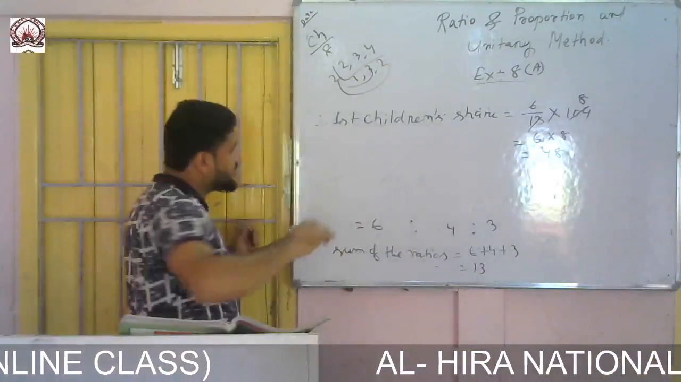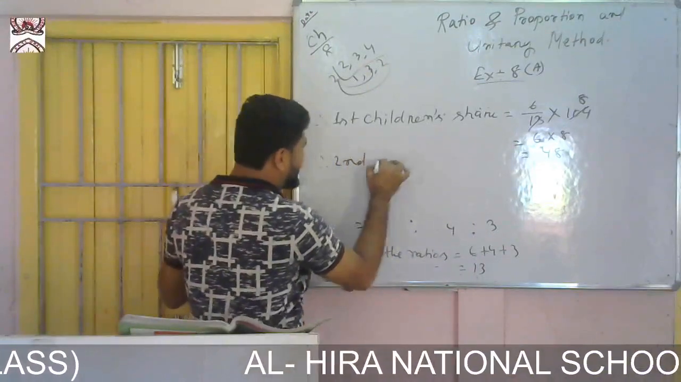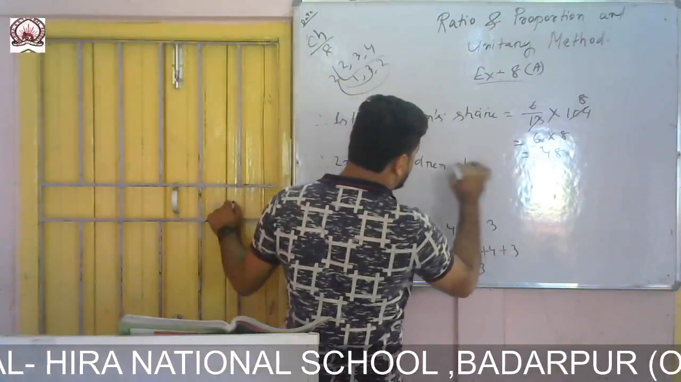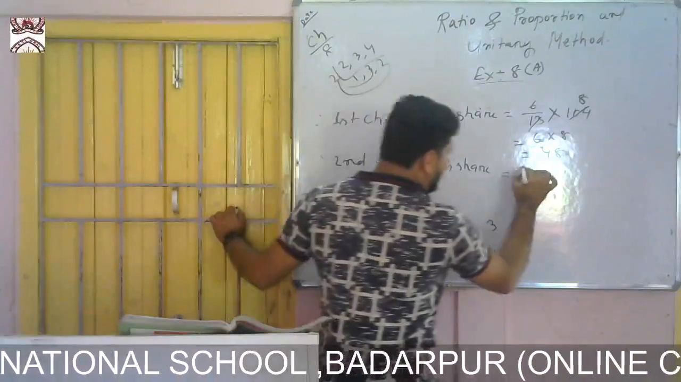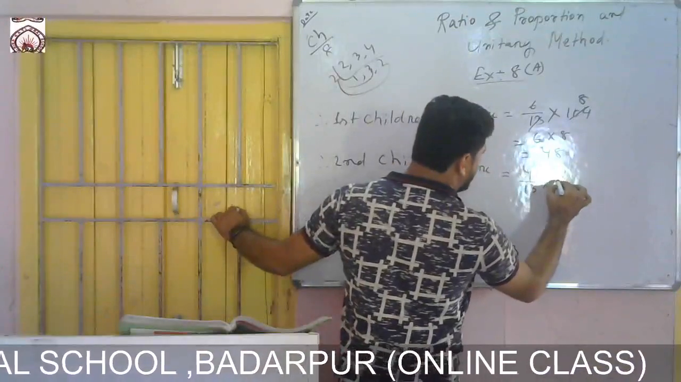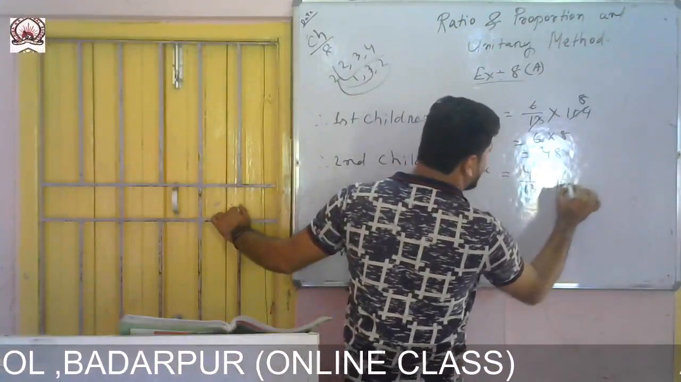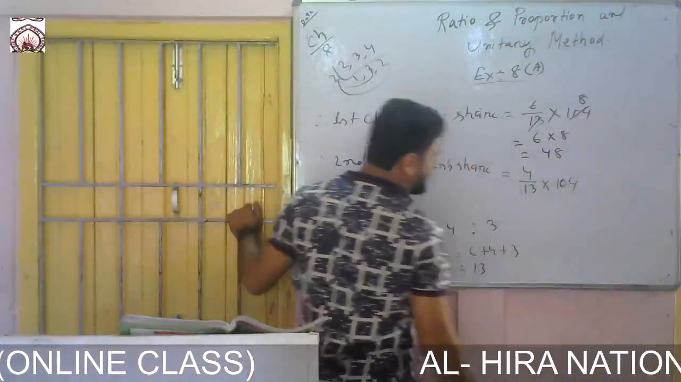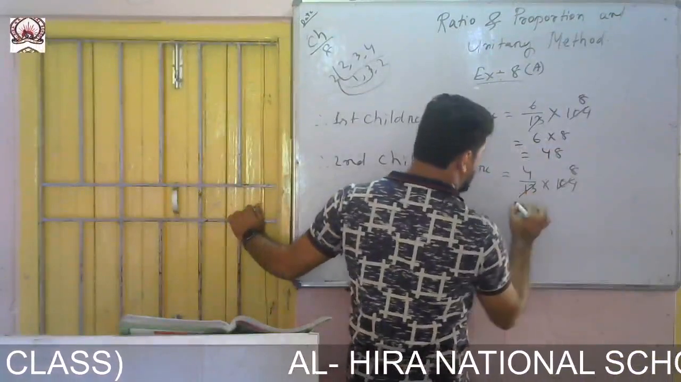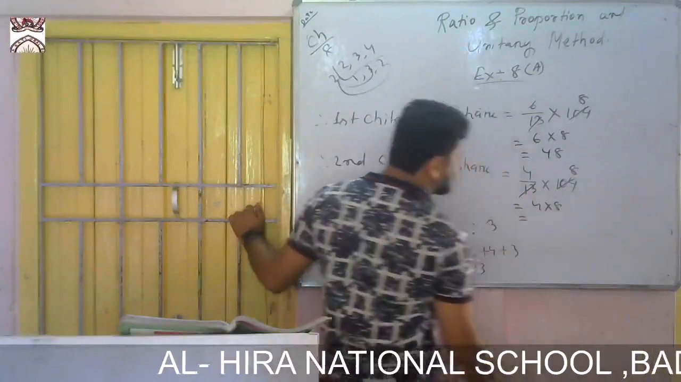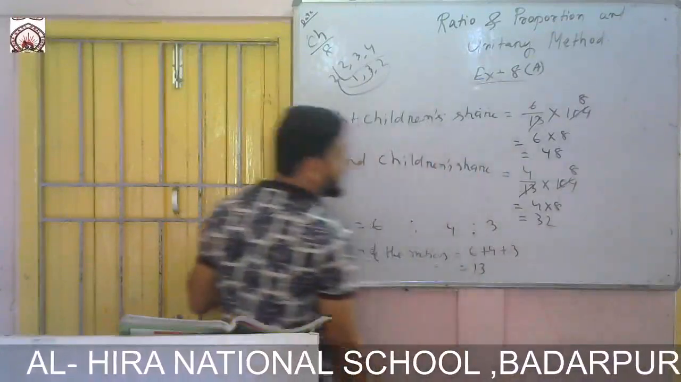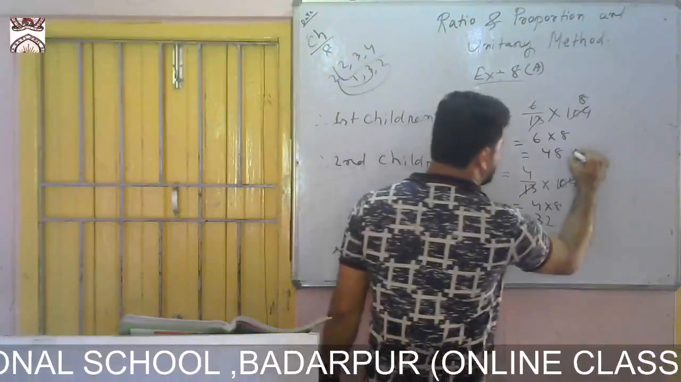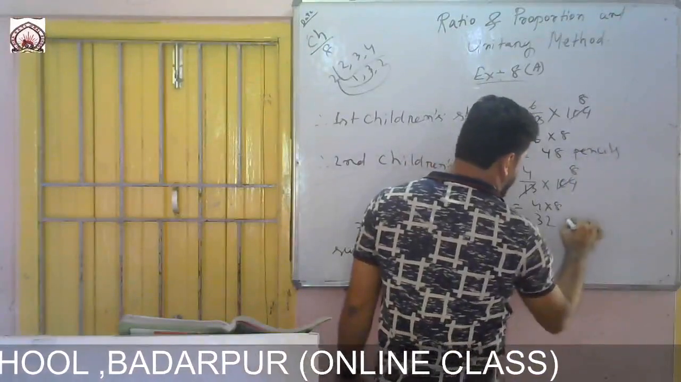Second is what? 4. So write, second children's share will be equal to 4 by 13 into 104. So it will be what? 13 8s are 104, so 4 into 8, it is what? 32. So here, first children got 48 pencils, second 32 pencils.